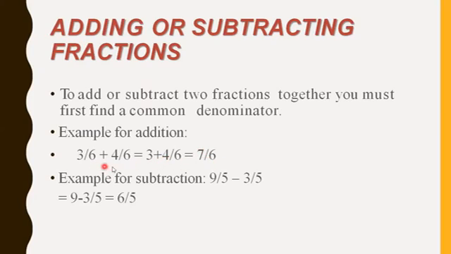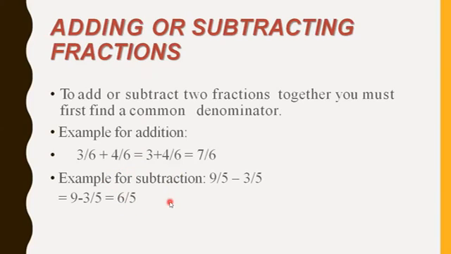So when you have the same denominators, you can add the numerators directly. Next, an example of subtraction. In the same way, subtraction also works: if you have the same denominators, you can subtract the numerators. 9 minus 3 by 5, which is 6 by 5. So in the case of same denominators, you add or subtract in this way.